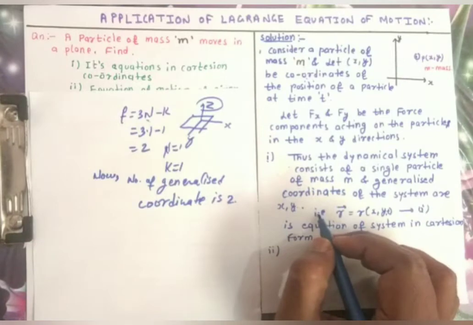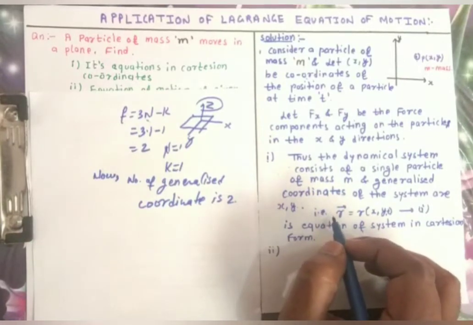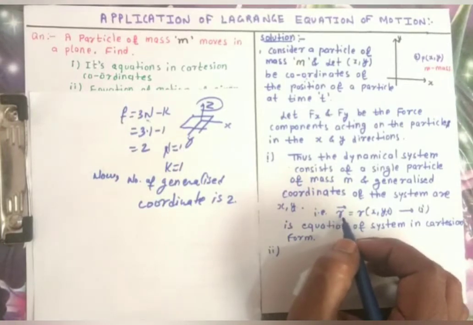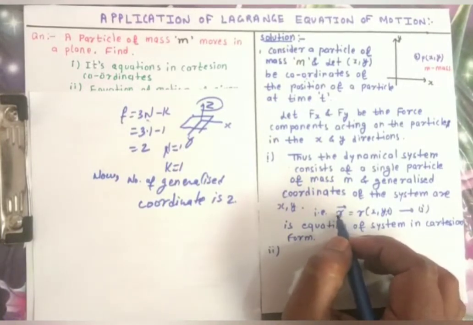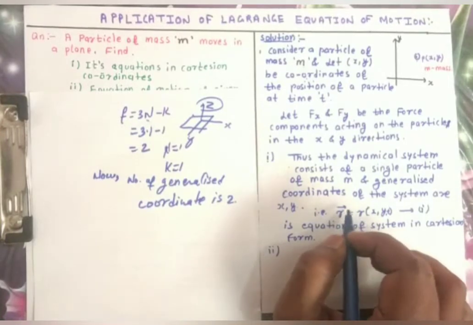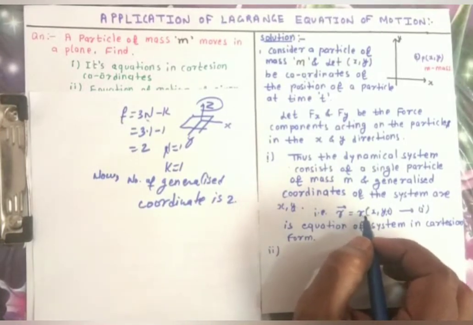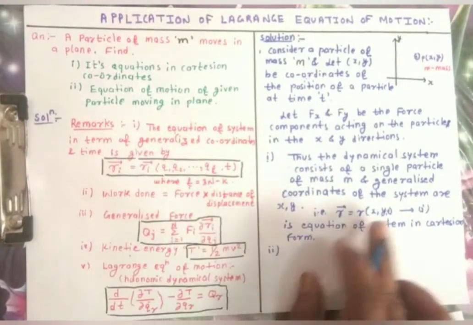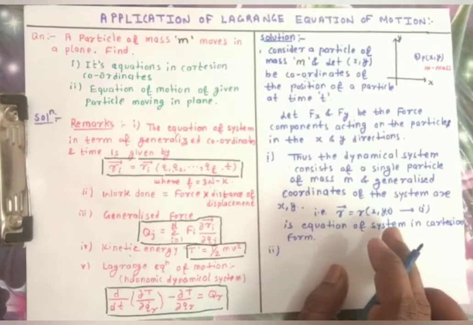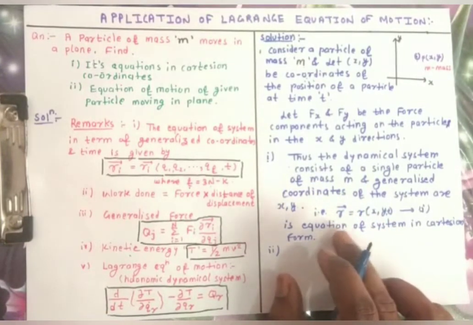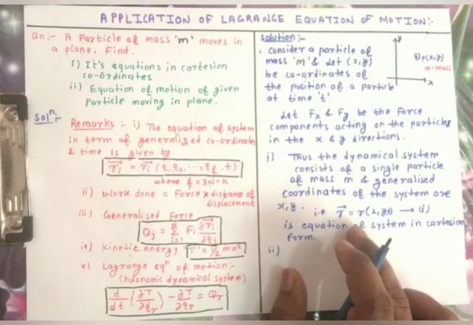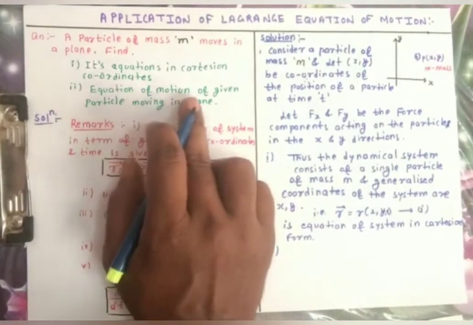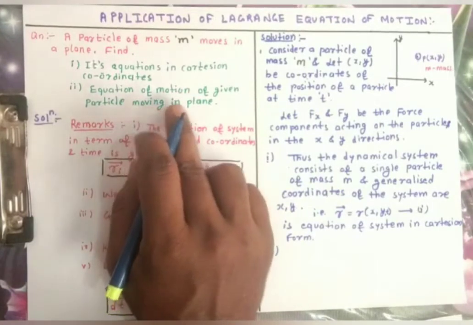That is the equation of that system, the r vector. There is only a single particle, so for r, not r_i. Here i is equal to 1, so we symbolize it only with r. So the r vector equals r(x, y, t) according to this, and that equation is the system in Cartesian form in terms of generalized coordinates and time. Now we have to find the equation of motion of the given particle moving in a plane.